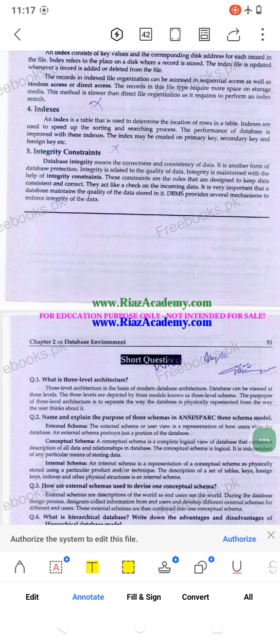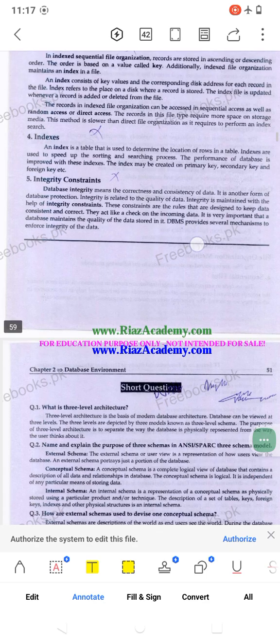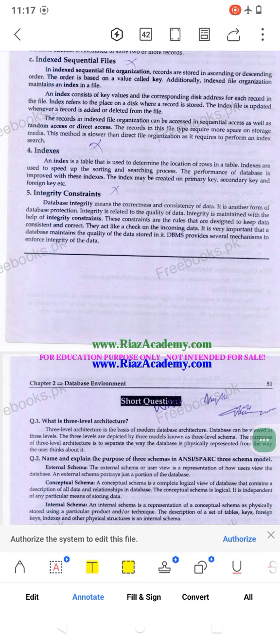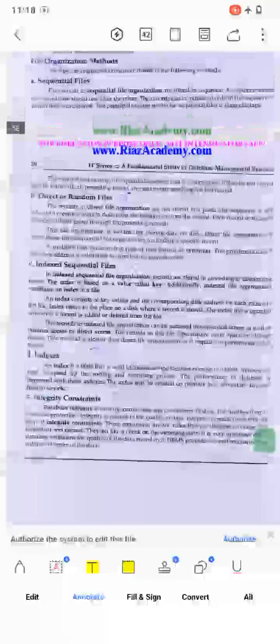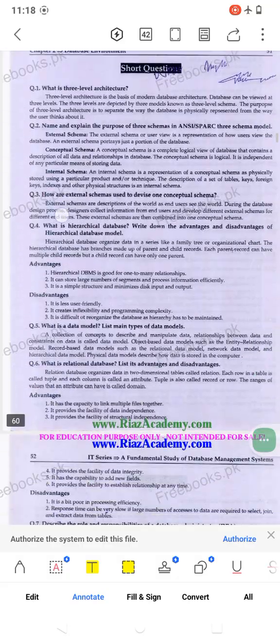Integrity constraints, we already discussed the integrity constraints. I already said these are the constraints or rules to maintain the accuracy and consistency or reliability of the data. We have to deal with that, meaning our data will be reliable, consistent and accurate. This is called the integrity constraints. Physically we have to store our data like that to get these advantages. This is the end of our second chapter.